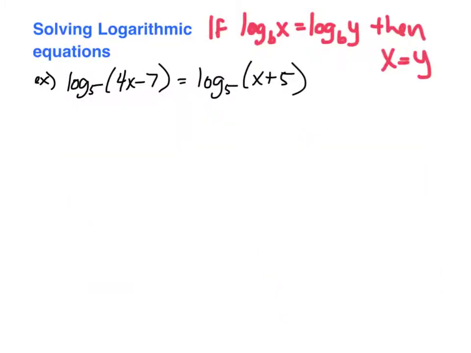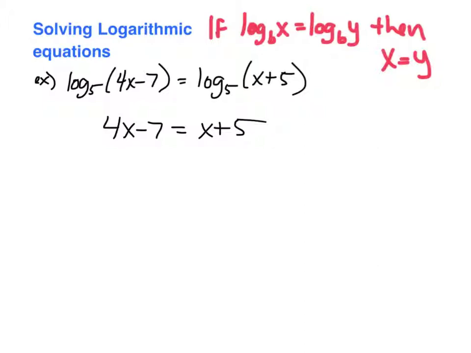Alright, so now we're going to switch gears into solving log equations. But almost all of the rules are the same for log equations as they were for exponential. Like with exponential, if you had two bases being raised to exponents, if the bases were the same, then the exponents must have been equal. Here, if you have log base b of x equals log base b of y, if these bases are the same, then x must equal y. So here we have log base 5 of 4x minus 7 equals log base 5 of x plus 5. Since they're both log base 5, well then 4x minus 7 must be equal to x plus 5.